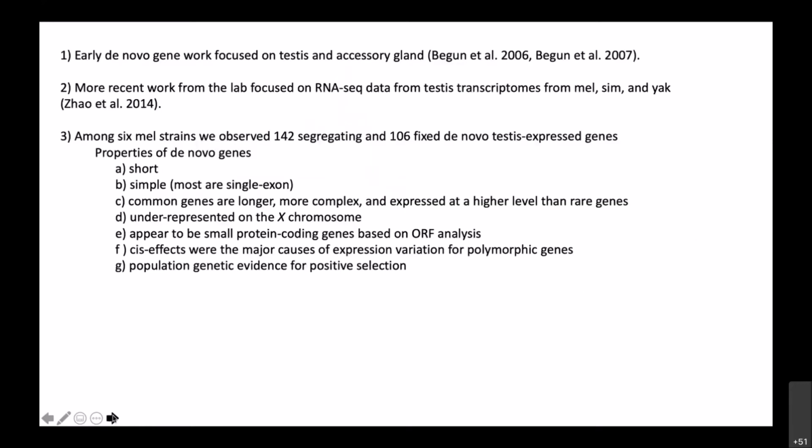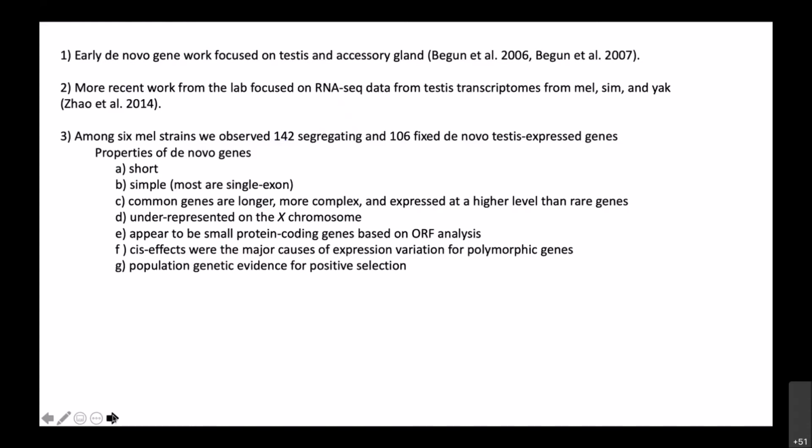So let me tell you about some of our early work. The early work was strictly comparative, so no within-species data, and focused on the testis and the accessory gland. That's where we discovered this phenomenon in the first place. More recently, in 2014, we published a paper focusing on the population genomics of de novo genes in melanogaster, focusing on the testis. In that experiment, we looked at 6 inbred lines of melanogaster, in fact, the same 6 that I discussed in the first part of the talk, and we observed a lot of de novo genes, roughly 250. Over 100 of them were fixed between species, so none of them were expressed in simulans, and all the melanogaster strains expressed these genes. And a lot were segregating, so some strains expressed a gene and some strains did not.